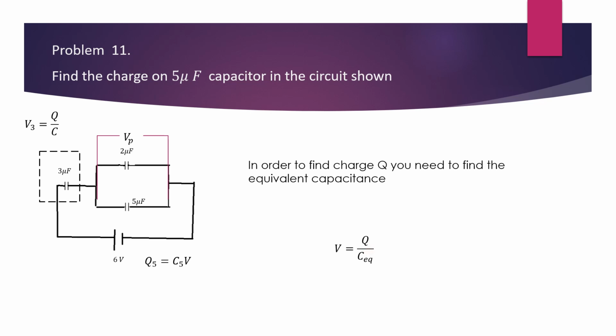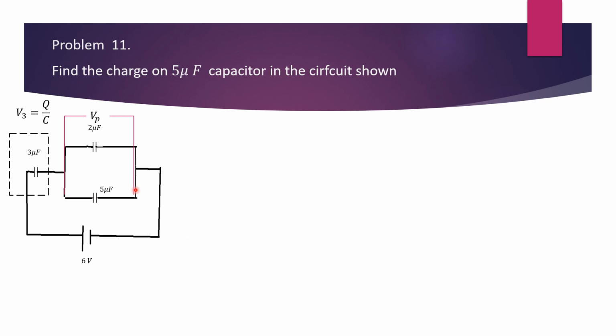In order to find C equivalent, first of all we will solve these 2 parallel capacitors and find what the equivalent capacitance of these 2 in parallel combination is. That means the parallel combination is C2 plus C5. We are placing these values, 2 microfarad, 5 microfarad, results in 7, and this is 7 microfarad. Now these 2 parallel capacitors will be replaced with this one capacitor of 7 microfarad, this 2 and 5. Now these 2 are placed in series.